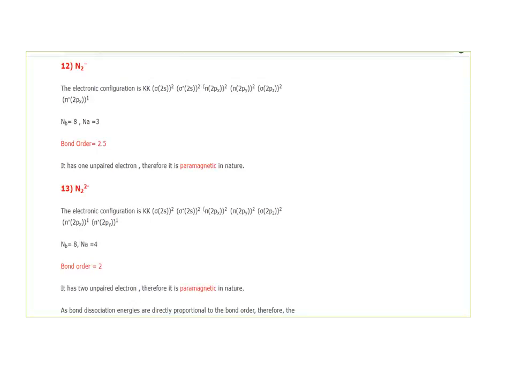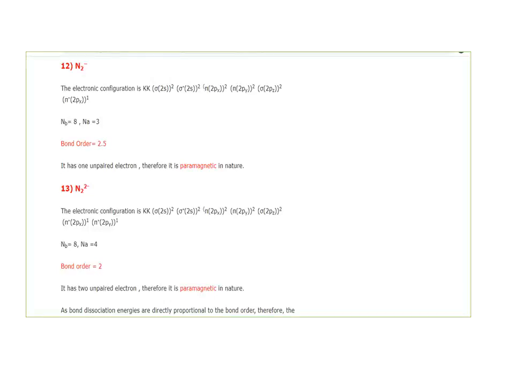Now N2 negative. As you have done in the last lecture, what about the N2 molecular orbital? So you can solve it for N2 negative, but the problem is you have to add one extra electron, and that is the requirement. And you have to draw the energy level diagram same as in case of N2, but with one more extra electron.